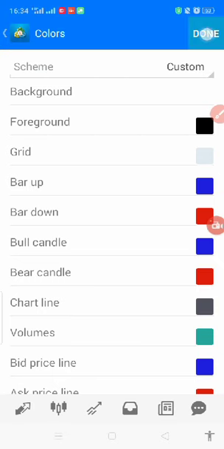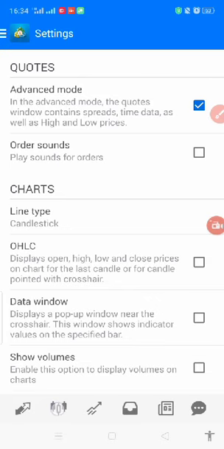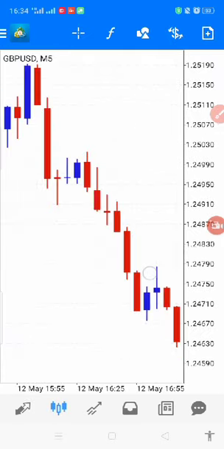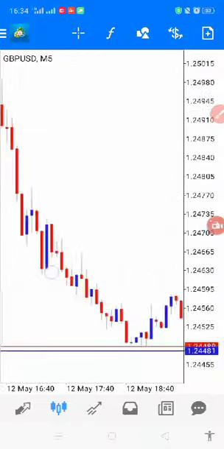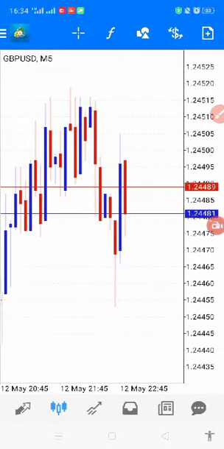So you click on Done to tell it that you are done with what you're doing. Then you go back to the chart, and you can see the colors of my candles have all changed. So that's what it is.